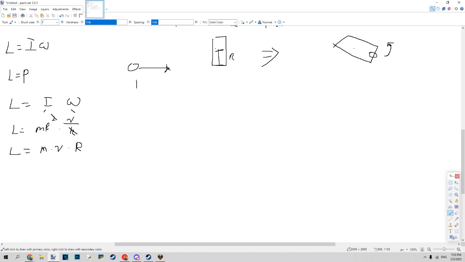Which means that if this was a ball of mass 5 kilograms, moving at 2 meters per second, and this was a stationary beam, and the radius of this beam was 1 meter, then your initial rotational momentum was equal to 5 times 2 times 1, or 10.